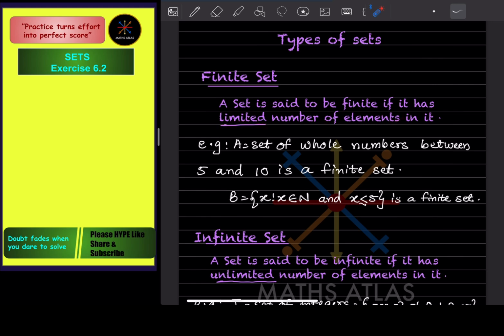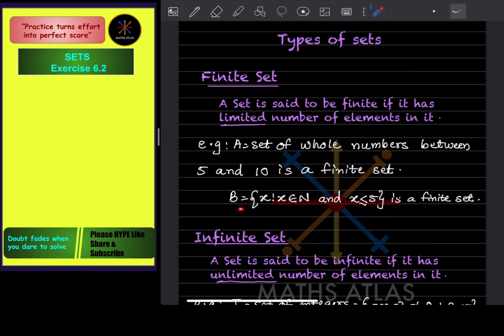Suppose we take the example: A is equal to the set of whole numbers between 5 and 10. This is a finite set. So how do we write this? Between 5 and 10 means it will be 6, 7, 8, 9. So we know the numbers go just till 9. These are limited numbers, so this is a finite set.